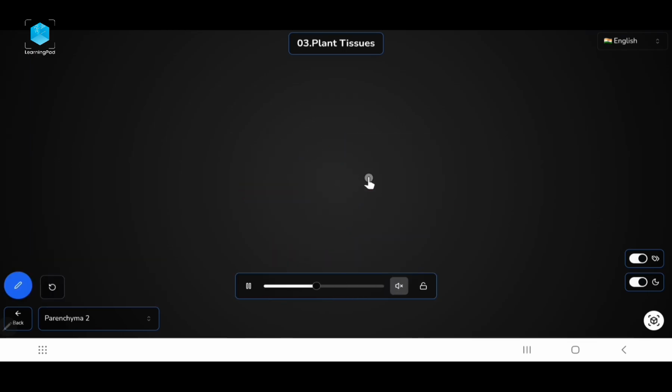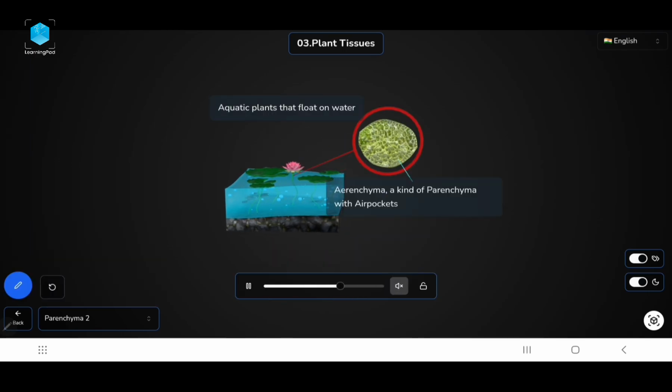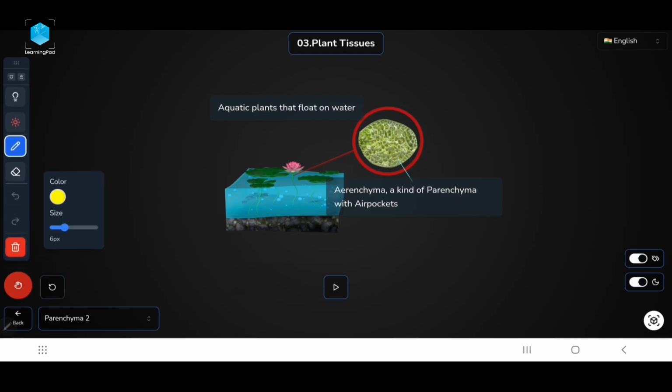Parenchyma cells are present in the soft tissue of fruits. In aquatic plants, which mostly float on water, the Parenchyma cells present are called Aerenchyma. When Parenchyma is present in aquatic plants, it stores air in the form of air pockets.